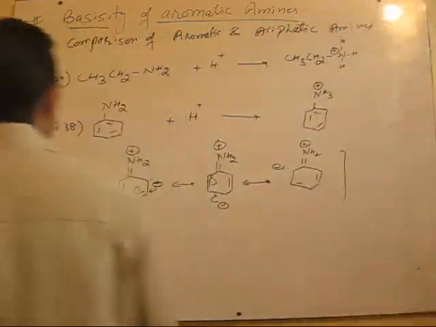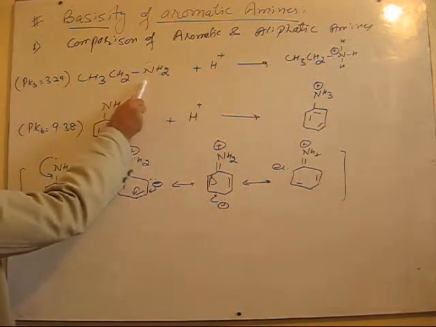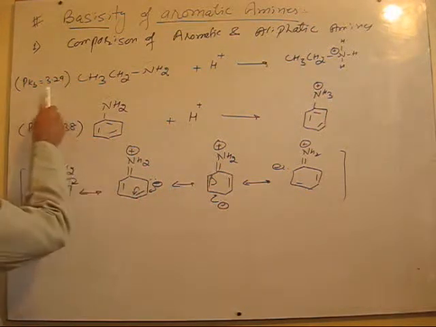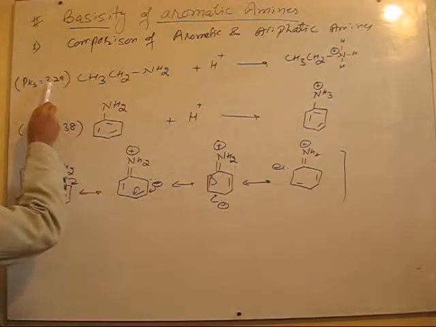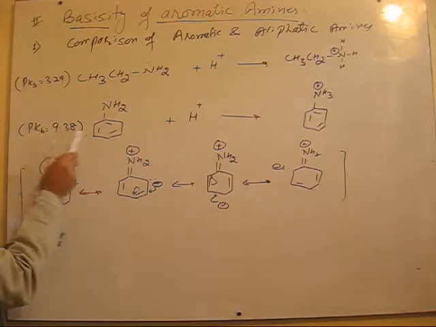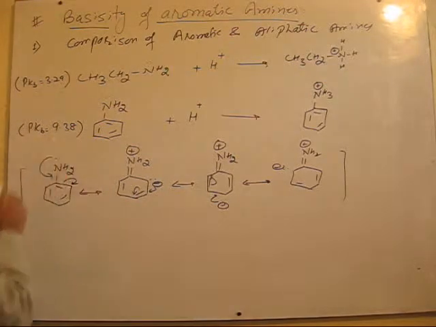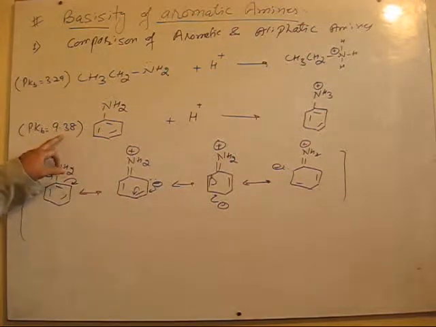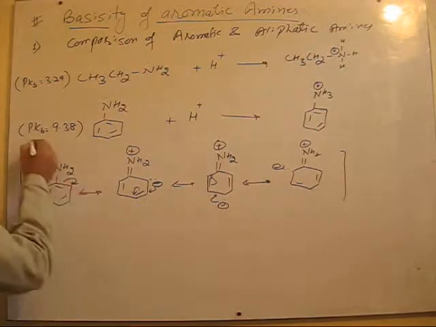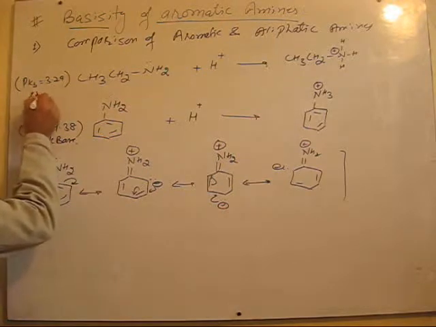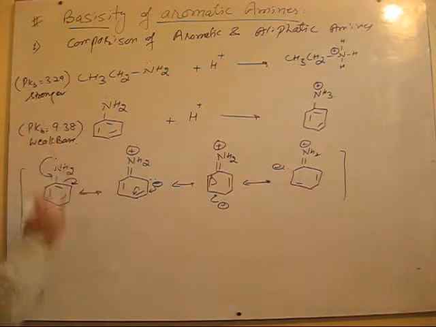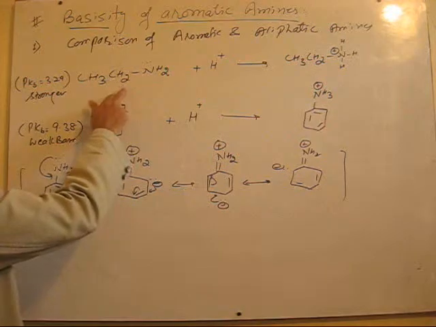I have taken two examples here. One is ethylamine and one is aniline. If you see, for ethylamine the value of pKb is 3.29 and for aniline it is 9.38, right? So the higher the value of pKb, the weaker the base. Ethylamine is a stronger base as compared to aniline. And moreover, the difference in the value is very large, which shows that aniline is a very weak base as compared to ethylamine.